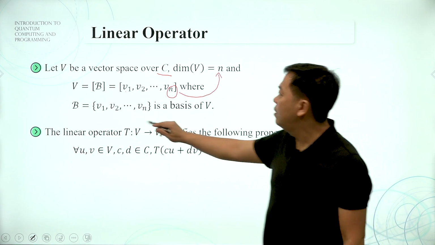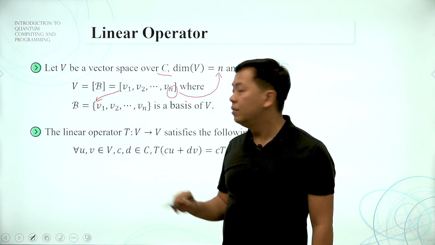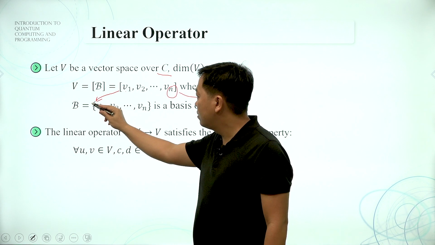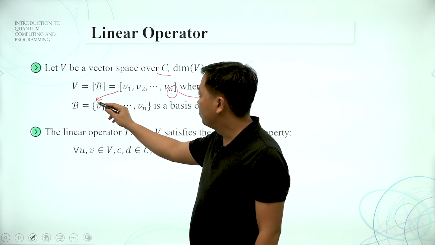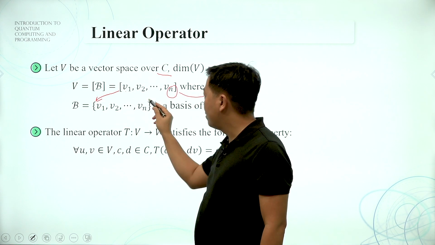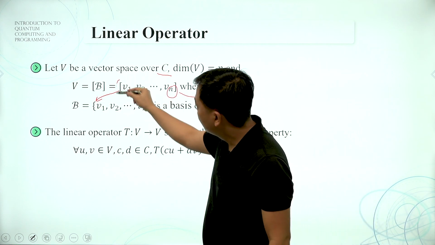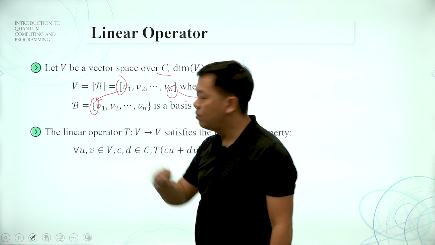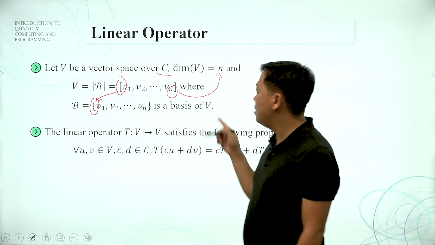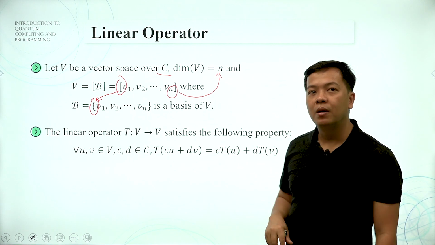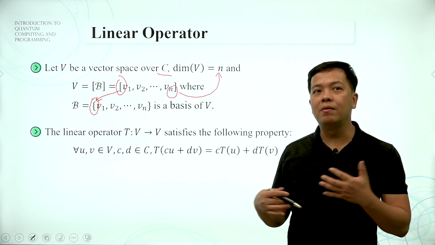If you see over here, it is different. For the basis we have square brackets, and for the vector we have parentheses. So this one is different. Remember the symbol is different, to make sure you are not confused between the basis and the vector. Now we have a basis vector and we have a vector space.